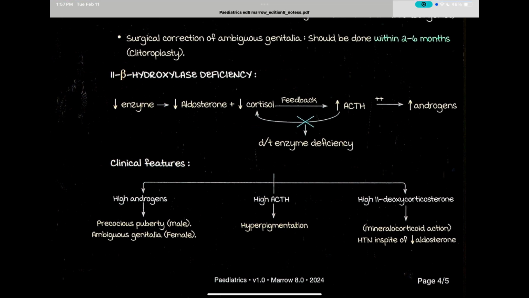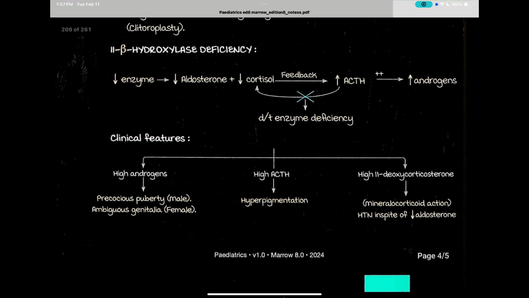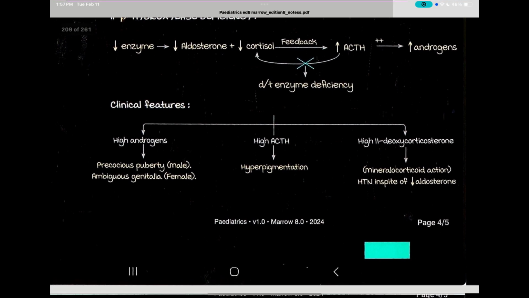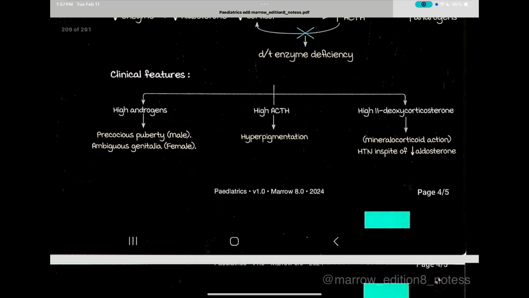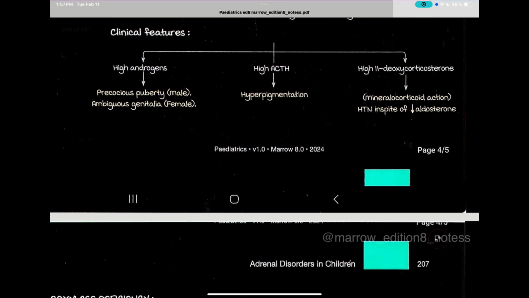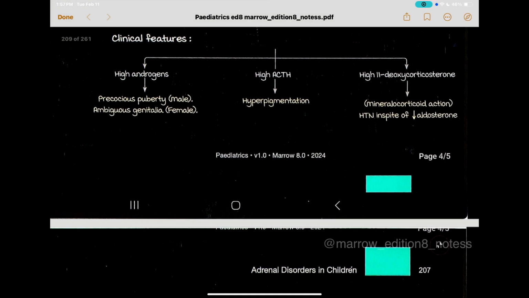11 beta hydroxylase deficiency: decreased enzyme, decreased aldosterone, decreased cortisol. Due to the enzyme deficiency, increased adrenocorticotropic hormone produces androgens. Clinical features: high androgens, precocious puberty, and ambiguous genitalia in females, high ACTH causing hyperpigmentation, and high 2-deoxycorticosterone.